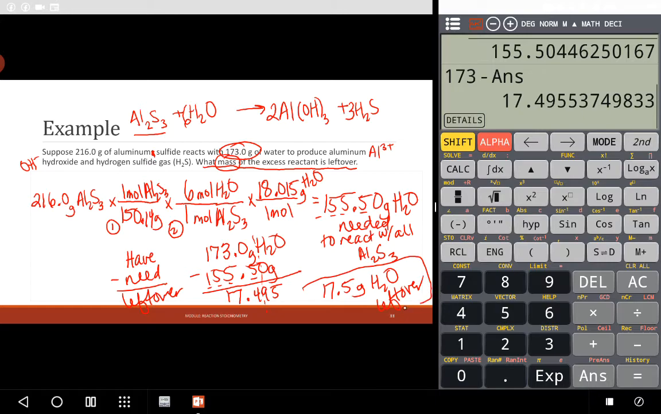Now, this also means that I guessed correctly about what the limiting reactant was. If I had started with water and calculated how much aluminum sulfide I would need to react with all of that water, I would have ended up with a negative value here for the subtraction because I would have needed more than I had. But since we ended up with a positive amount left over, that's an indication that this water is excess reactant. And then the H2S was limiting.